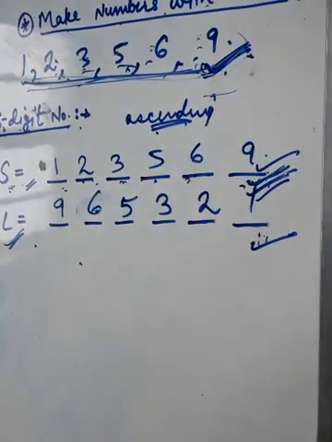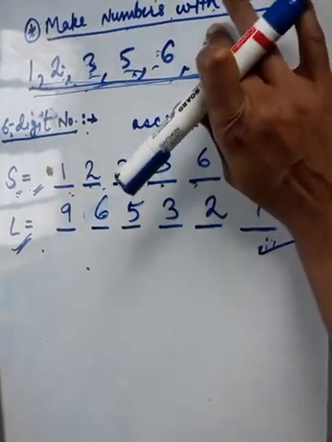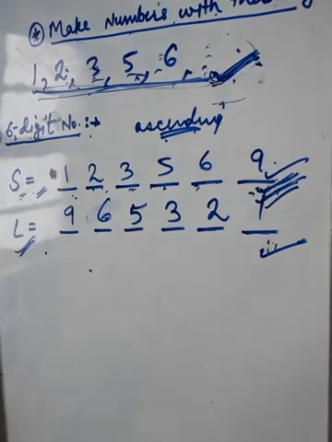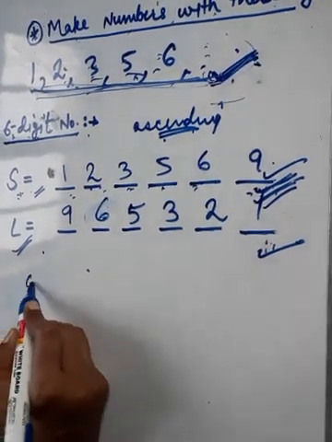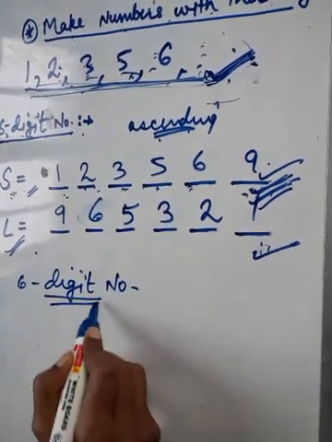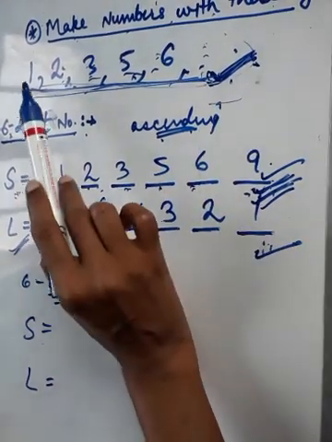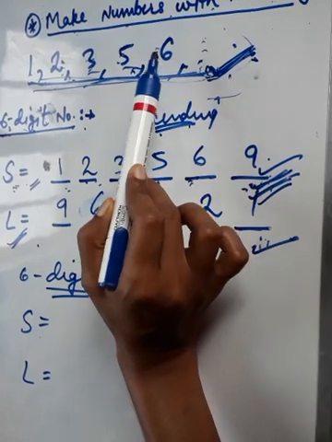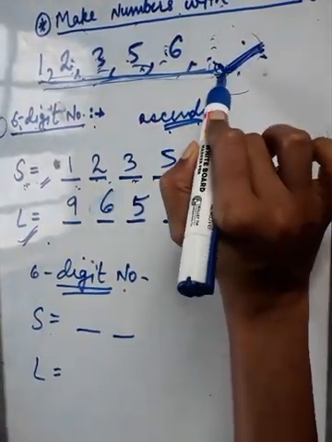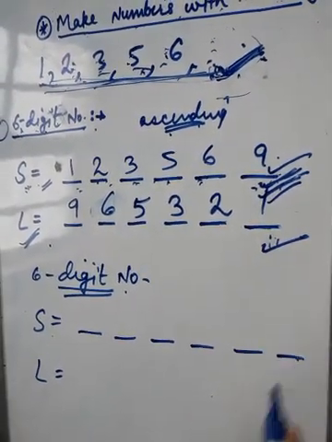So student, now the condition is that if there are only 5 digits, then how can you make a 6 digit number, smallest or largest? Student, here the condition is that I have only 5 digits, but now I have to make a 6 digit number with the help of these 5 digits. 5 digit की help से मैं 6 digit number कैसे बनाऊँ, बताइए मुझे. So tell me this.